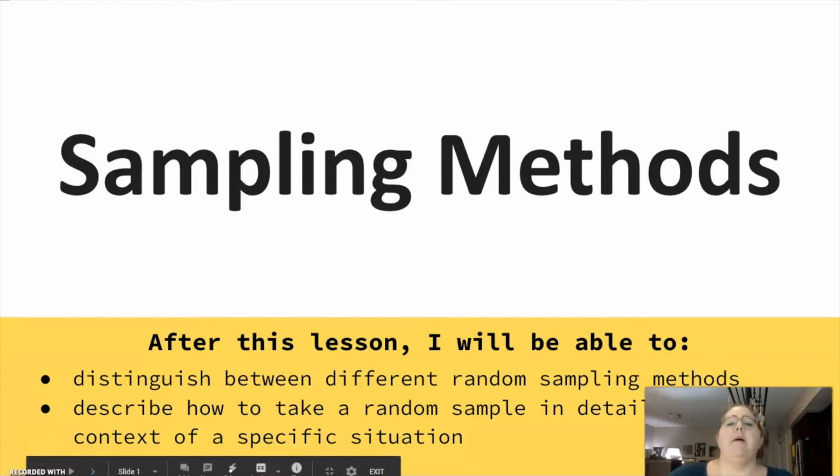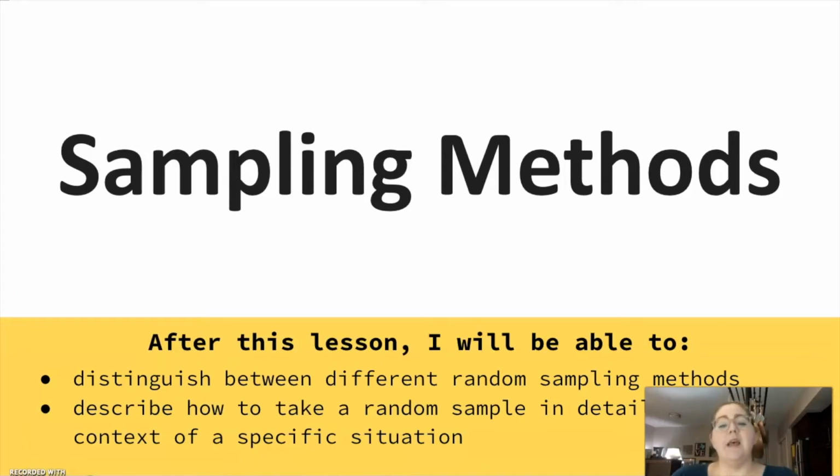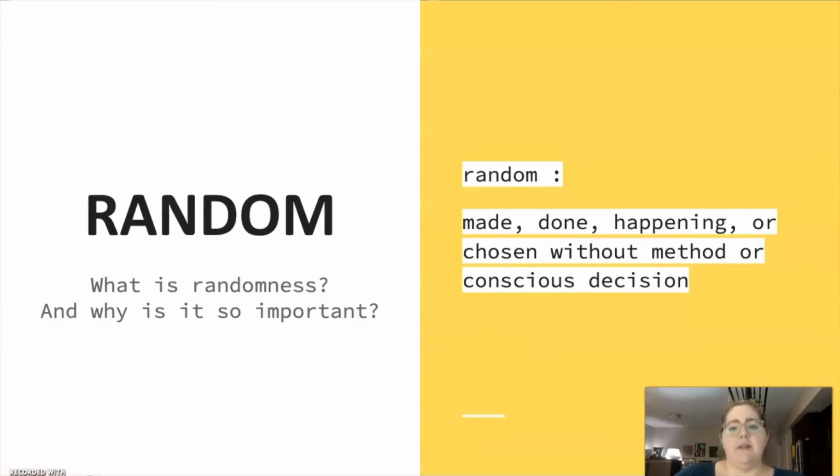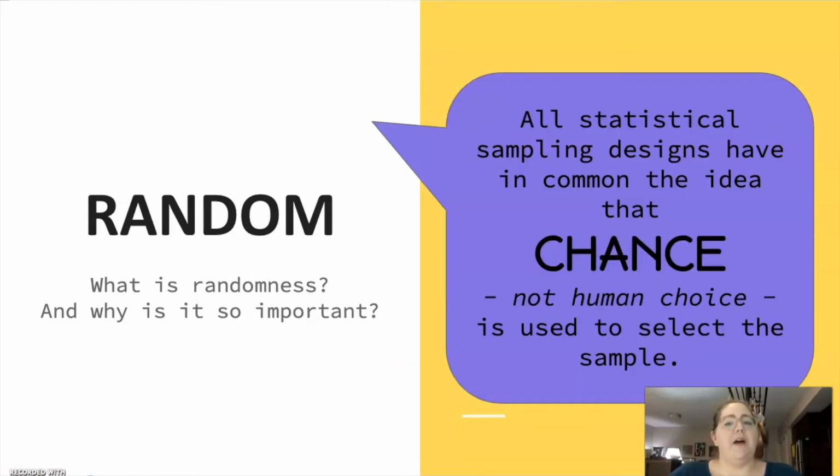So today we're going to talk about some different sampling methods, specifically random sampling methods. We'll talk about how to distinguish between the different types and describe how to take a random sample in detail and in context of a specific situation. So first, just to recap, randomness is talking about without conscious decision.